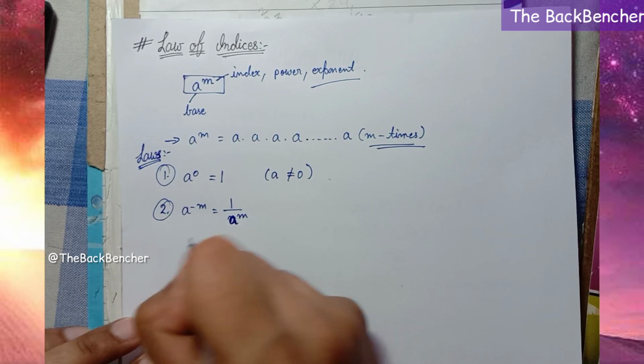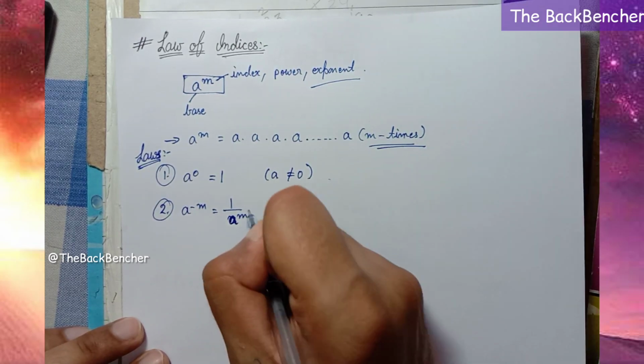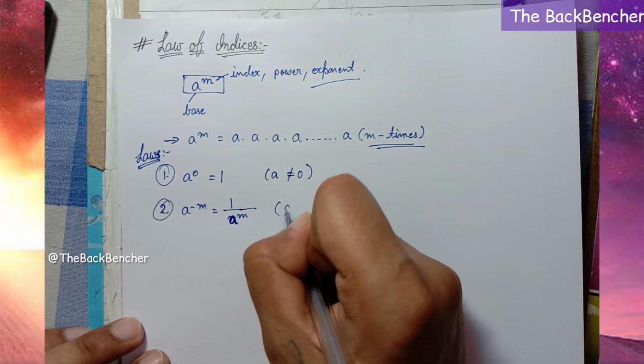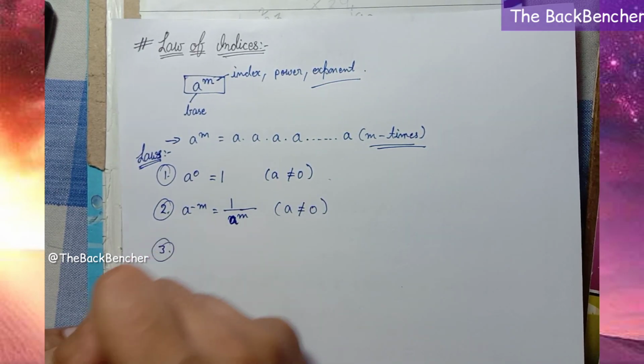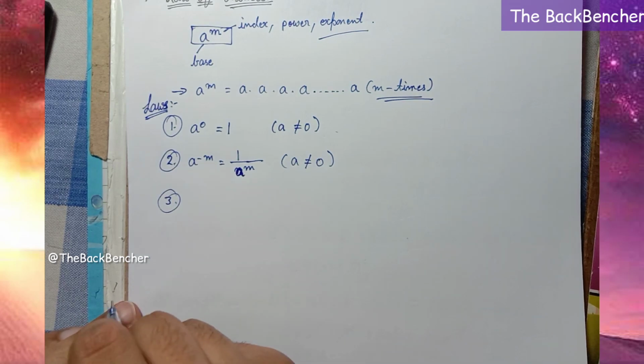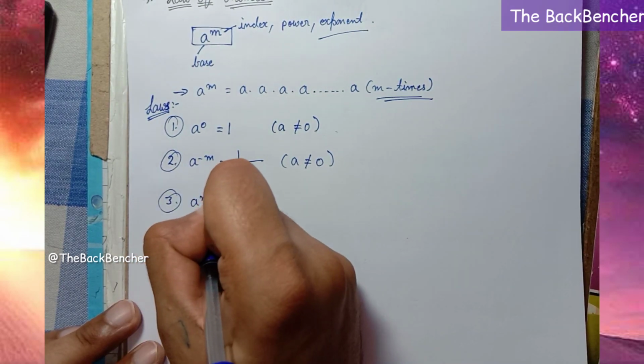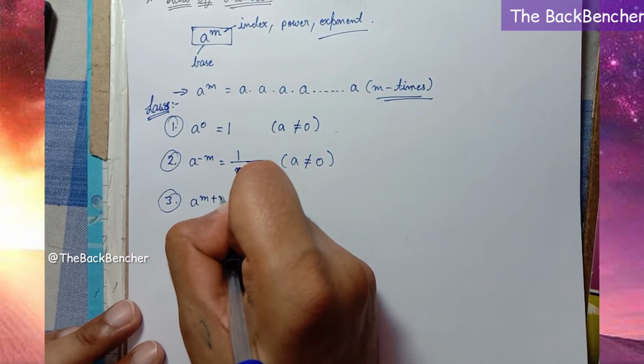The next is a to the power minus m. We can write that a to the power minus m is equal to 1 upon a to the m, just the reciprocal. Here the condition is a not equal to 0, because if we put a equals 0, the number will be undefined. Now the third equation is a to the power m plus n.